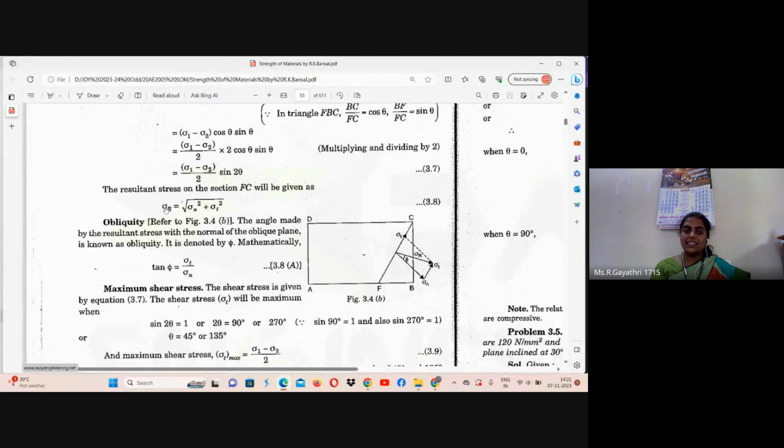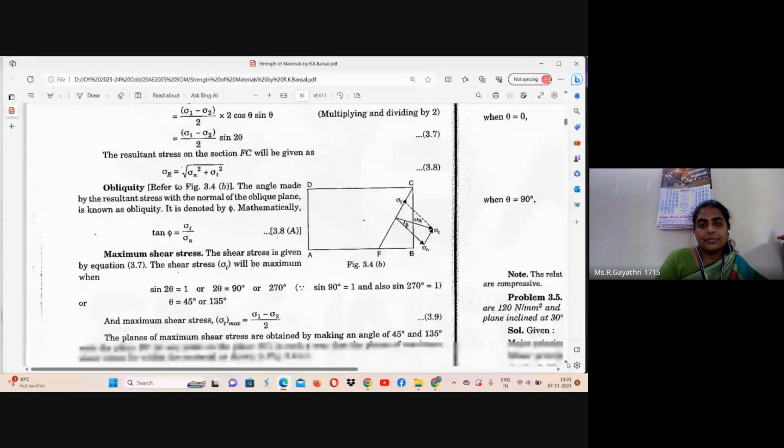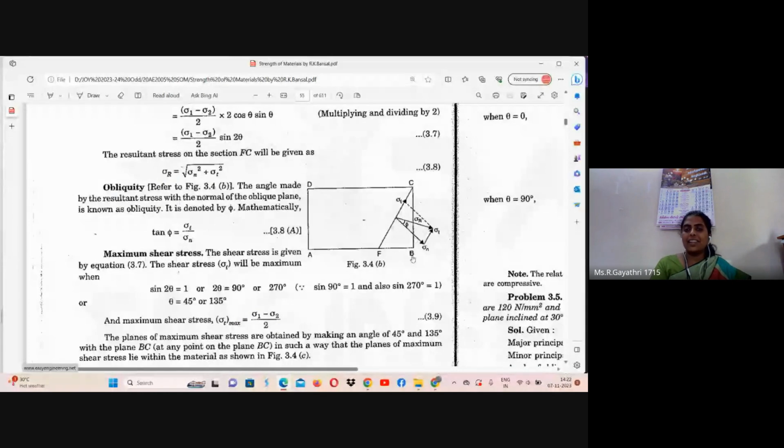Okay, next resultant stress. Sigma r is equal to square root of sigma n square plus sigma t square. This is the resultant stress equation. Okay, let me introduce another term, obliquity. Obliquity means angle made by the resultant stress with the normal of the oblique plane. Very simple. Sigma r is the direction of resultant stress that can be between sigma n and sigma t.